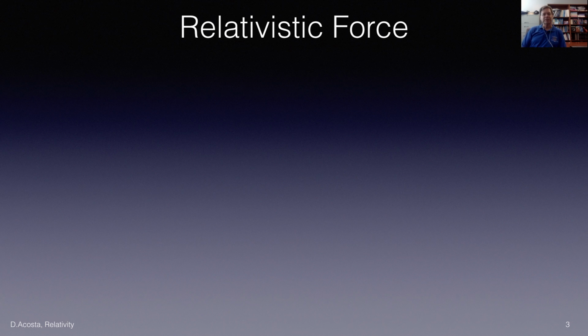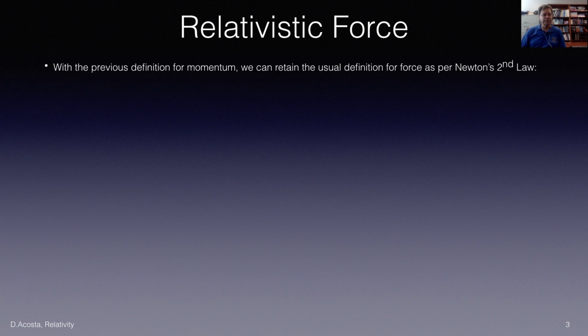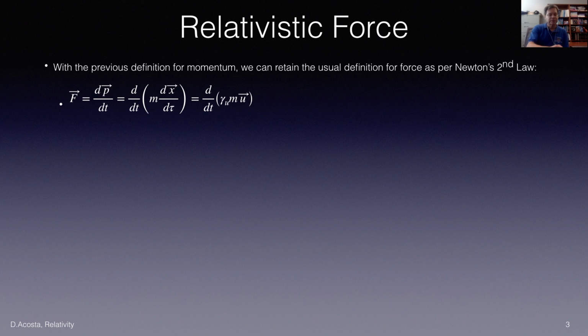Okay, armed with that definition for momentum in relativity, let's go back to the concept of force. With the previous definition for momentum, we can retain the definition of force as per Newton's second law. So in other words, Newton's second law is F is dp/dt, the change in momentum with respect to time. But we have to put our new definition of momentum in there, so it's d/dt of gamma m u, where this gamma is with respect to the velocity of the object in that frame. So I put a little subscript u there.